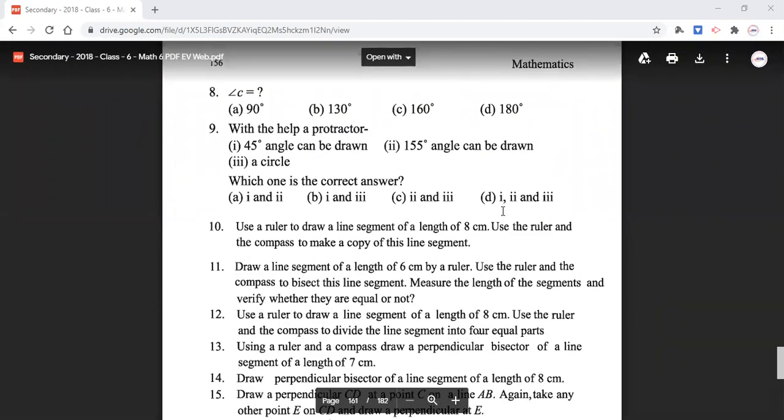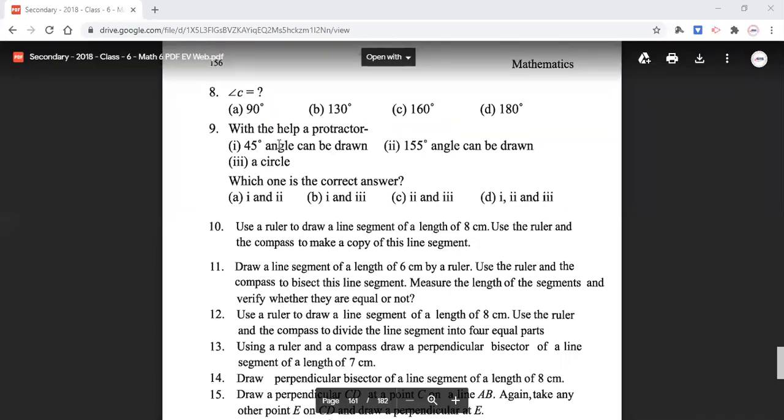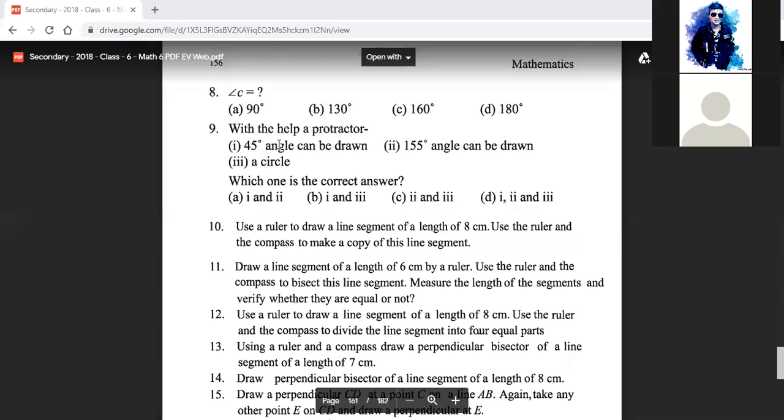Number 9 says, with the help of a protector, what can be done? Can you tell me, anyone? 1 and 2. What kind of question is it? Multiple completion. Good, very good. Multiple completion type question. Again, we can see a multiple completion type question.